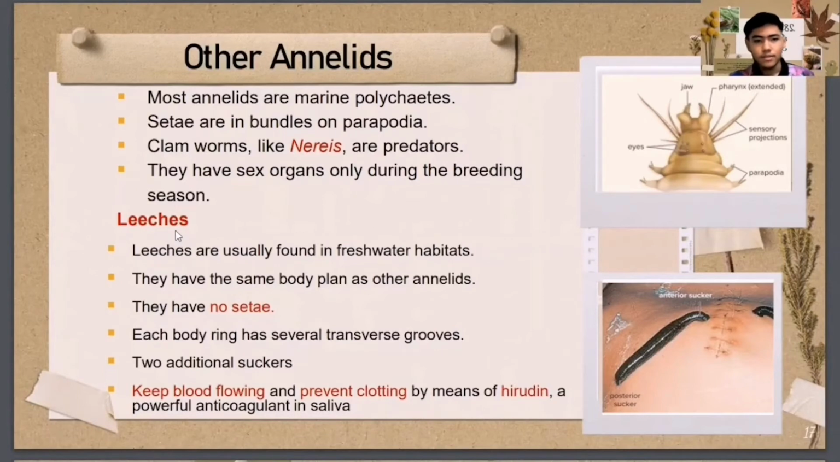So the last characteristic of the leeches is that they can keep blood flowing and prevent clotting by means of hirudin. So what is hirudin? Hirudin is a powerful anticoagulant in their saliva.